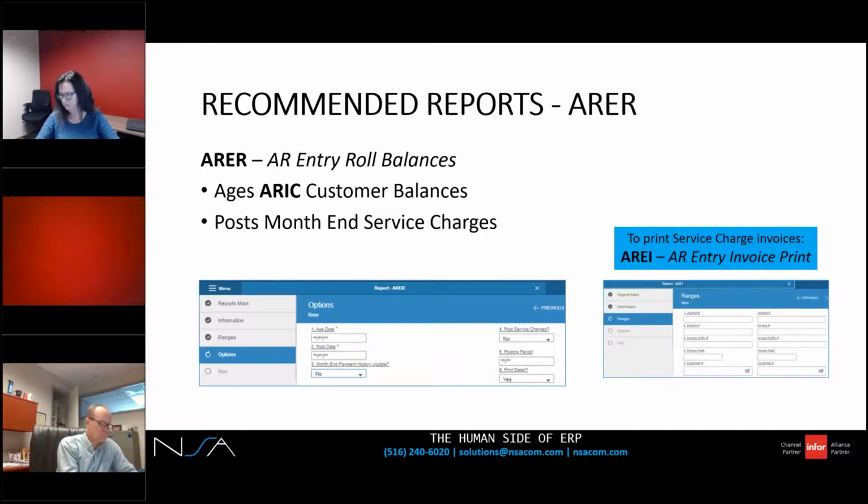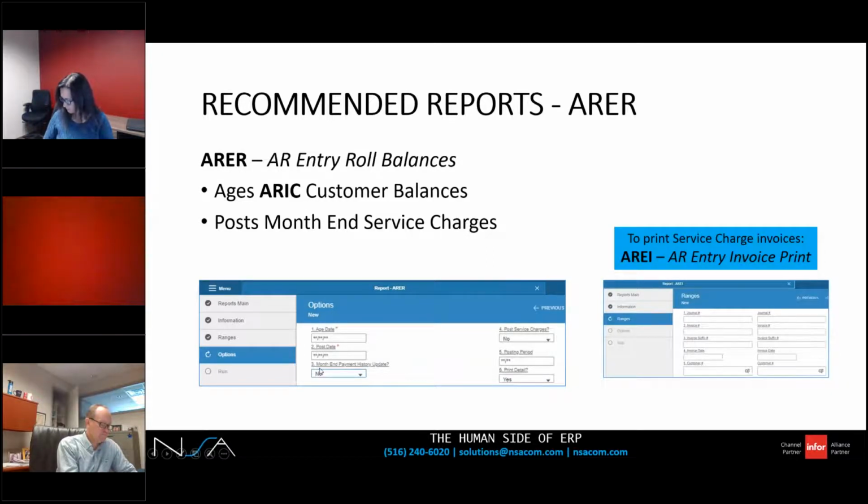If you want them service charged, then we generally recommend that you do that with the month-end roll balances and say yes to service charge, and also say yes to month-end payment history update, and we'll take a look at what that looks like in a moment.